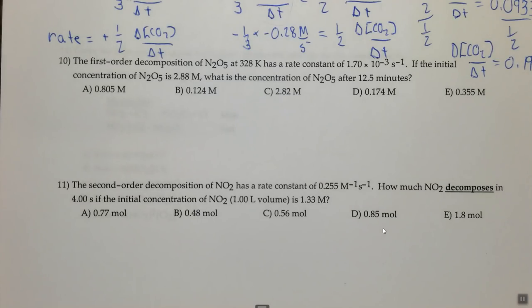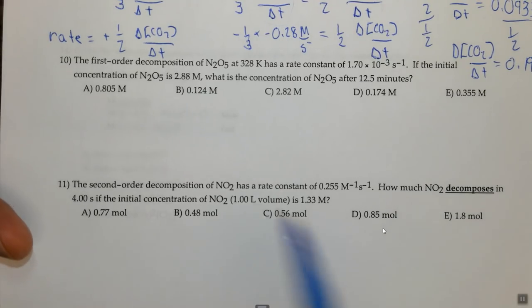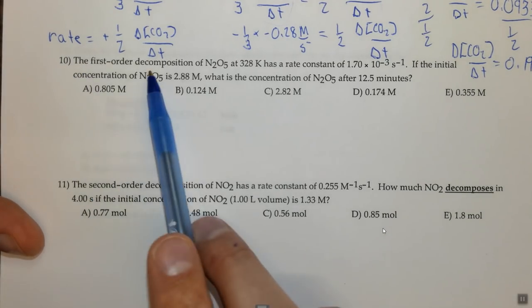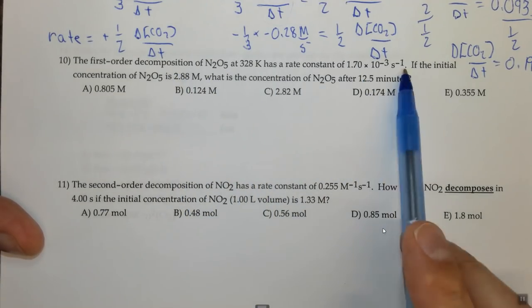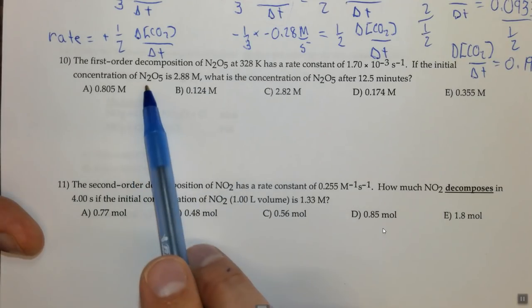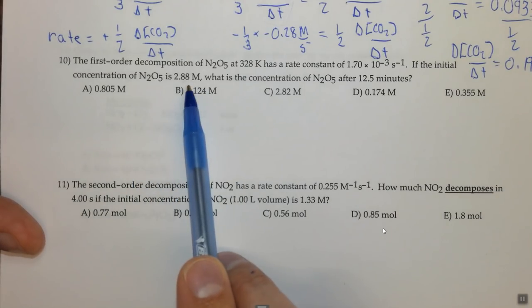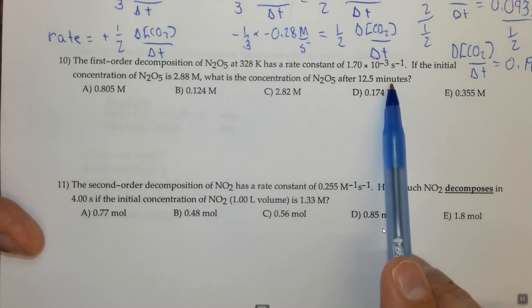Before I start this question, I just want to remind you that in question 7, I go over the integrated rate laws in case you don't have those memorized or on your sheet. I'm not sure if you get them or not, so please be sure with your instructor on that one. It says the first order decomposition of N2O5 at 328 K has a rate constant of, and it's given. If the initial concentration of N2O5 is 2.88 molar, what is the concentration after 12.5 minutes?